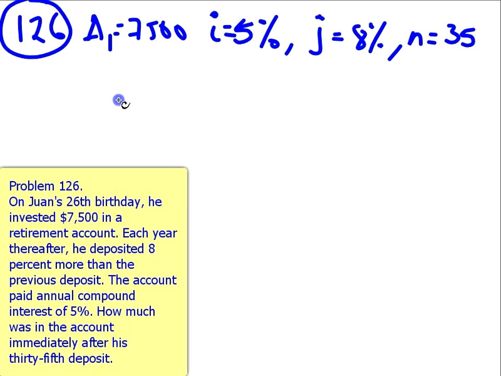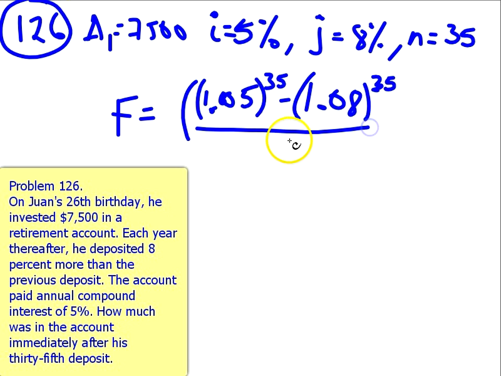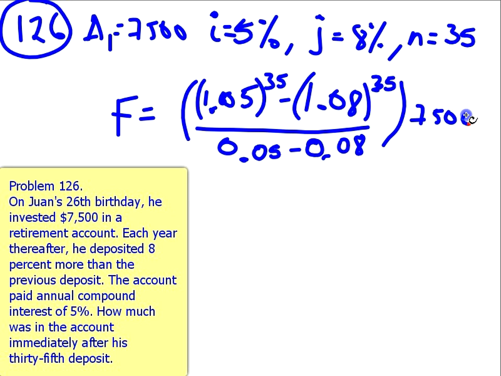We still need to find a future value in this problem, so we would need to write 1.05 to the 35 minus 1.08 to the 35, all that divided by 0.05 minus 0.08, all that times 7,500.